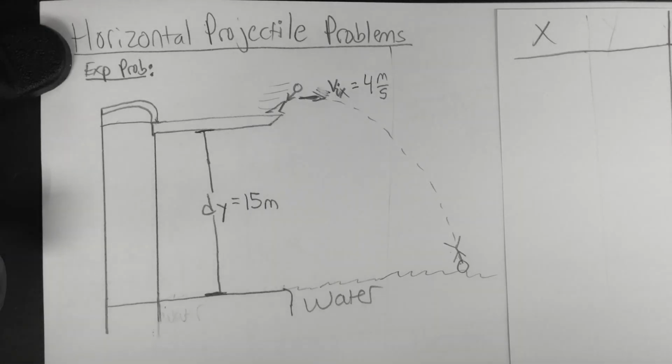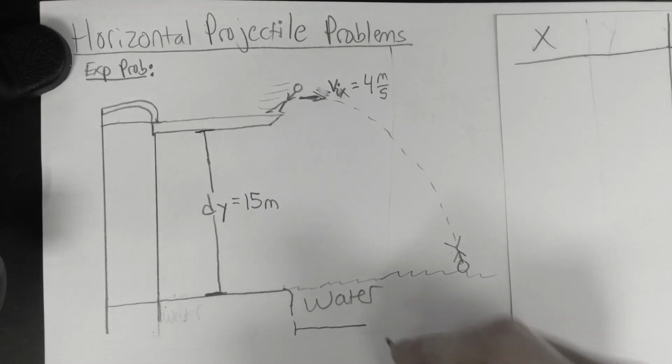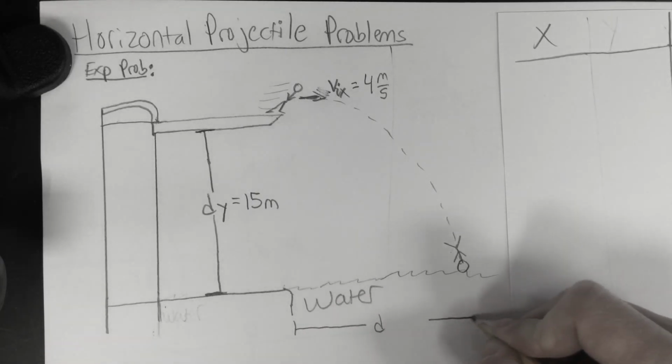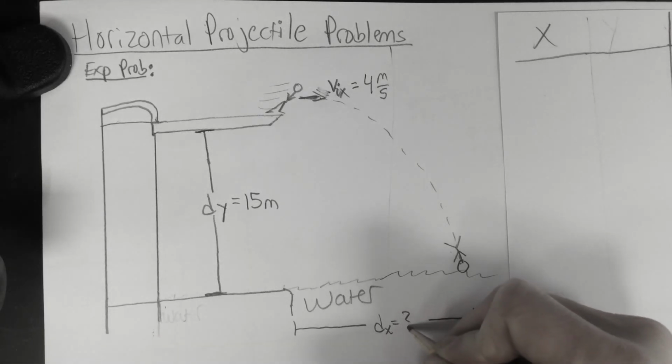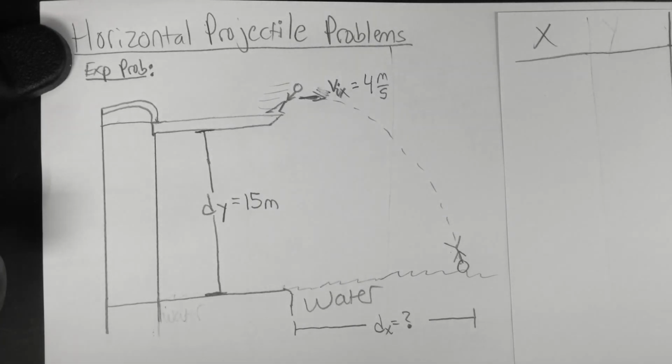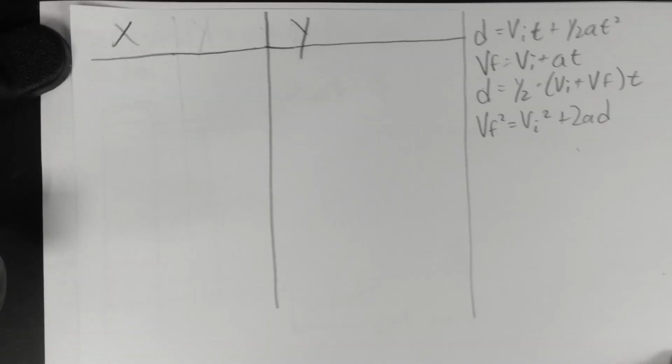And the question asks, how far out do they land in the water? They leave right over where the water surface starts, and then how far out do they land? How much distance horizontally? That's a distance in the x direction. So we're going to say d_x equals question mark right down there. That's what we want to solve for. How far out do they hit? Notice that all our v's and d's have an x or a y next to them. So to solve this problem, we're going to go to our kinematic equations, but we're going to use them in a little bit of a new way.